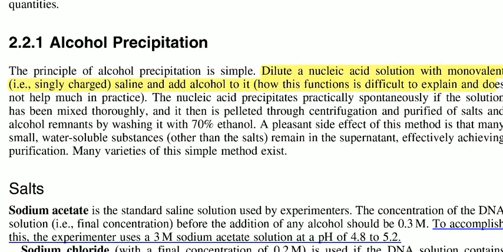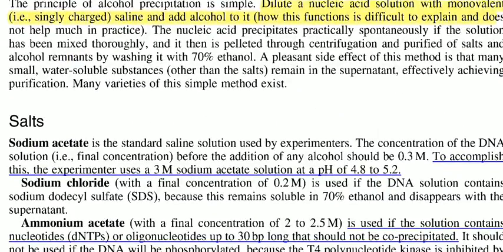So first in the row is the alcohol precipitation method. We dilute a nucleic acid solution with a monovalent, or single charge, salt and add alcohol to it, and the DNA will precipitate. So the basic thing is your salt.